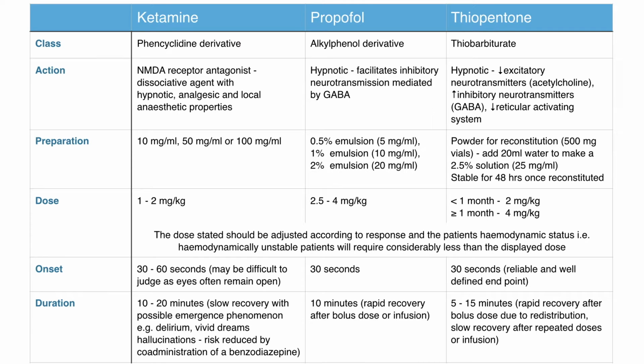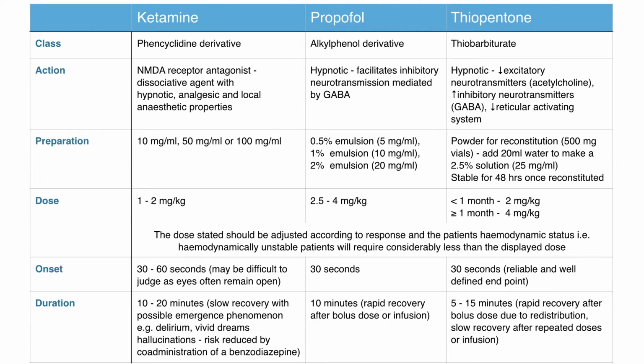I suppose one of the main concerns with recovery is emergence phenomenon, where you can get delirium, vivid dreams and hallucinations. The risk of this emergence phenomenon can be reduced by co-administration with a benzodiazepine. This emergence phenomenon is probably one of the reasons ketamine is less popular in adult anaesthesia than it is in children. It's probably just as frequent an occurrence in children, but obviously the children can't tell us about it, so it's less recognised.